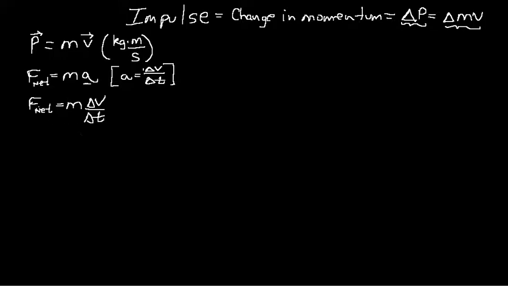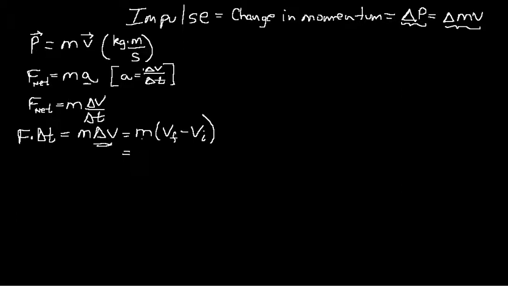Now, if we take this equation and multiply both sides by the change in time, we get force times change in time is equal to mass times change in velocity. This change in velocity, remember, is some final velocity minus some initial velocity. Anytime you have a change in something, it's always final minus initial. If it's change in position, it's the final position minus the initial position. If it's a change in velocity, it's the final velocity minus the initial velocity. Change, delta, always means final minus initial.